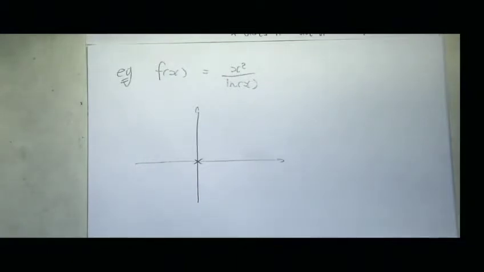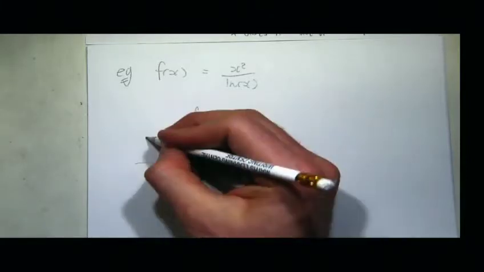Can it be negative? Well, x squared is always positive. But ln x can be negative if x is less than 1. So ln of a half is negative. So yes, it can be negative. Okay, that's a good start. So it can be both positive and negative, so that's good. It does have some here and some here.